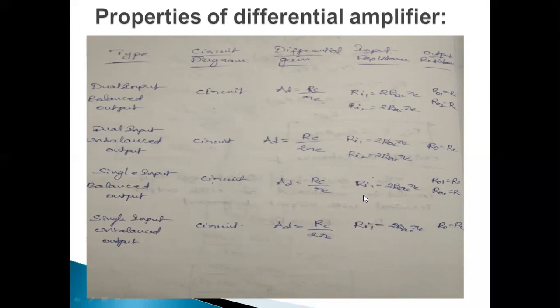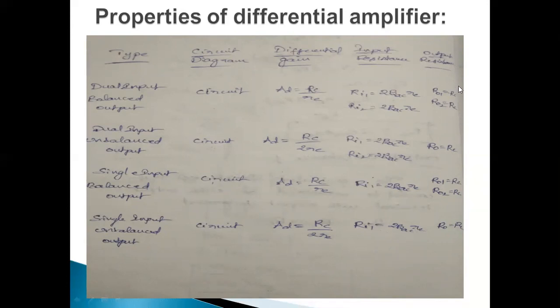And third one is the single input balanced output configuration. In this case, we are applying only a single input. So that's why we have only a single input resistance. That is RA1 is equal to 2 beta ACRE. In the fourth configuration also we have only a single input resistance. That is RA1 is equal to 2 beta ACRE.